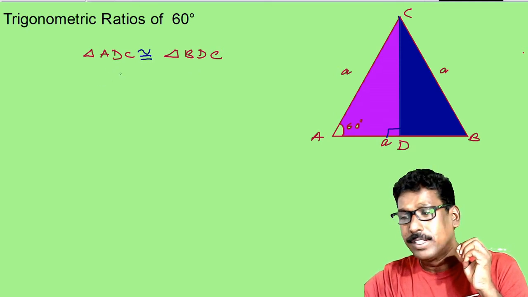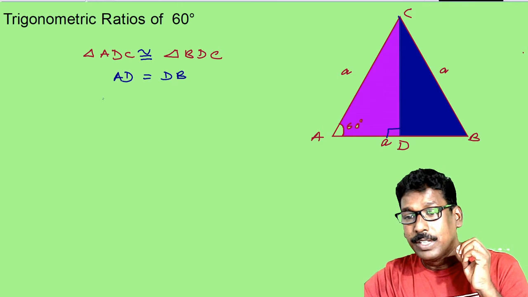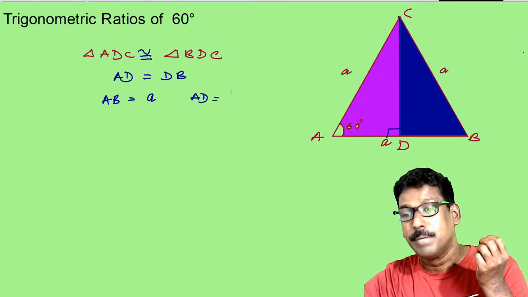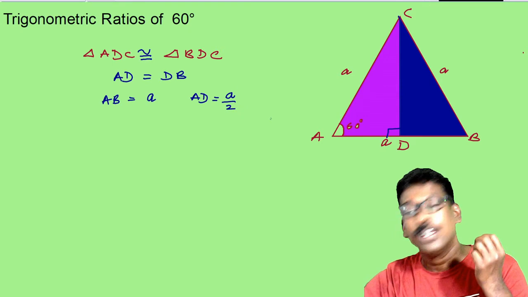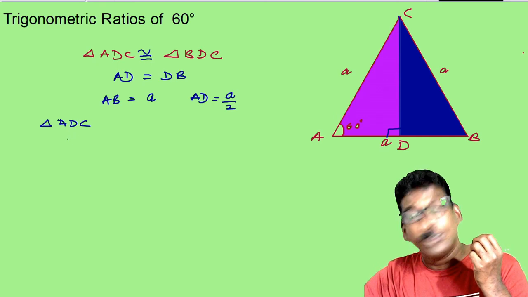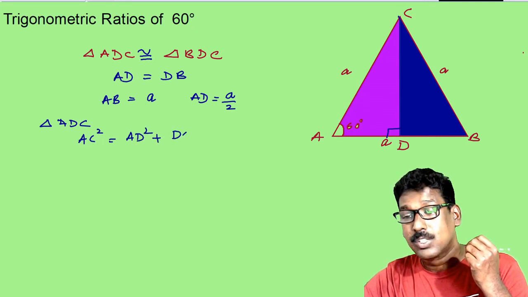If it is congruent, then you can say AD is equal to DB. Now, you know the length of AB is equal to a units. Then what about AD? It is half of AB. That means AD is equal to a by 2. Now, in right angle triangle ADC, you can apply Pythagoras theorem, that is AC square is equal to AD square plus DC square.